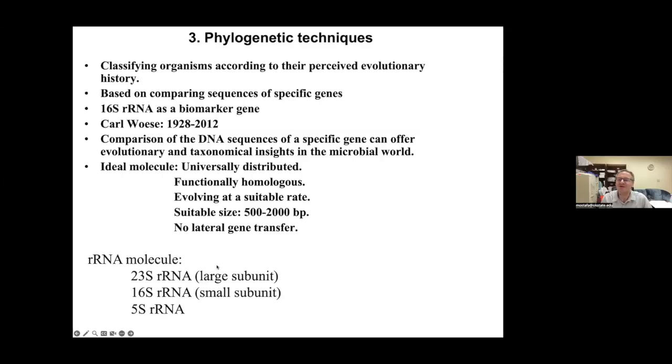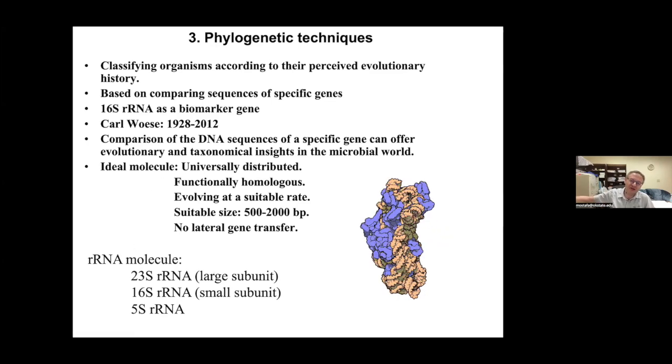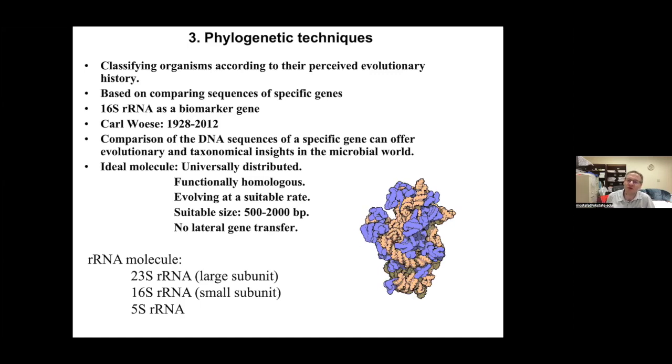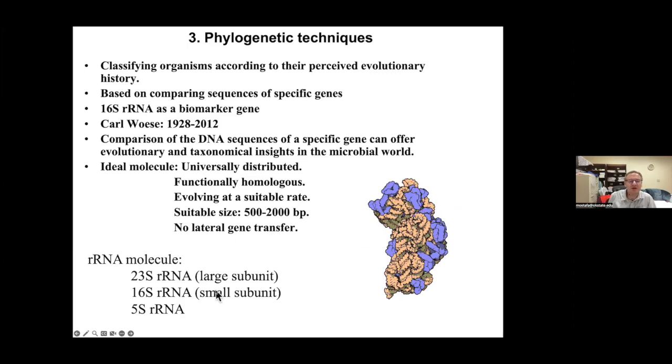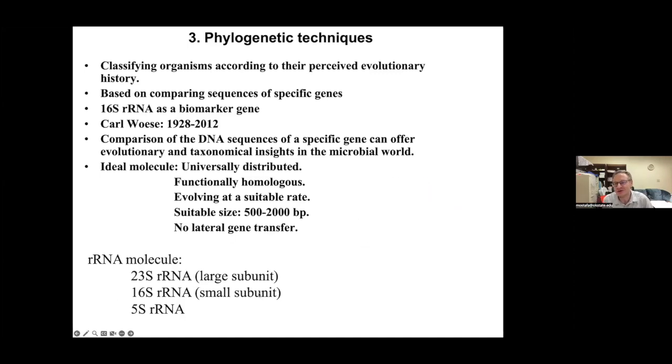Ribosomal RNA molecules are present in every cell because ribosomes are present in every cell. So these are the genes that encode the ribosomal RNA fraction, the ribosomal RNA part of the ribosome. And there are different molecules. The 23S is too large, 2.7 kb in bacteria. 16S is 1.5 to 1.6 kb, so it's a very good size. The 5S is 120 to 150 base pairs, so it's quite small.